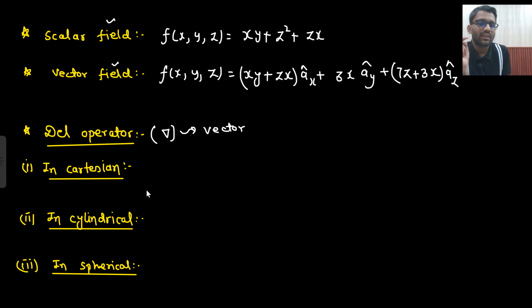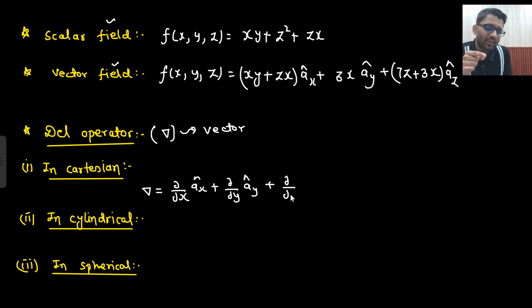So in the Cartesian coordinate system, how will you represent the del operator? Del by del x ax cap plus del by del y ay cap plus del by del z az cap. So this is your del operator. This is a vector quantity in the Cartesian coordinate system.